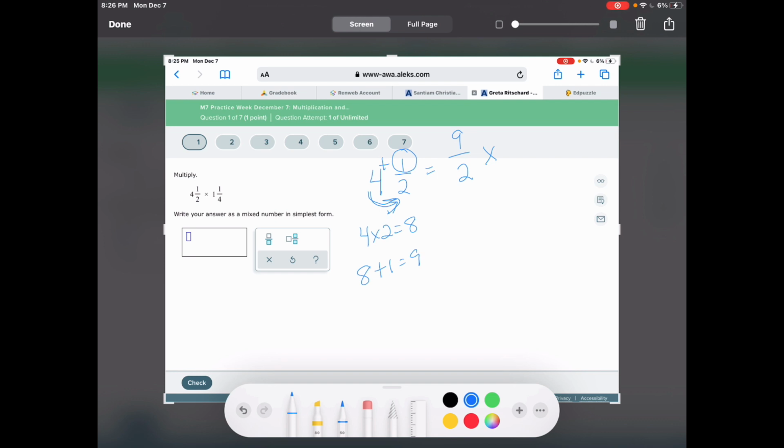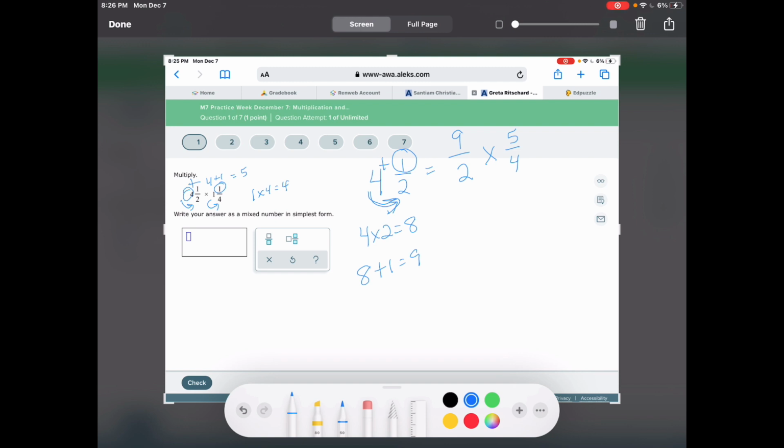Okay, so I'm just going to step over here now and go 1 times 4 is 4. And then 4 plus 1 equals 5. And so that's going to be 5 over 4. You'll see, multiply the whole number times the bottom and then add whatever's on top.